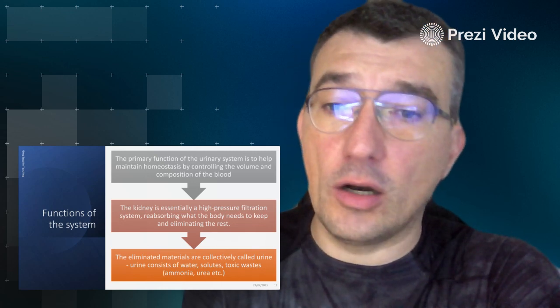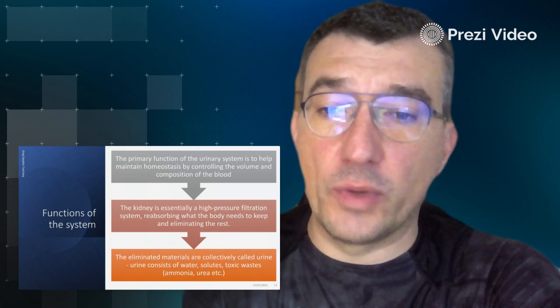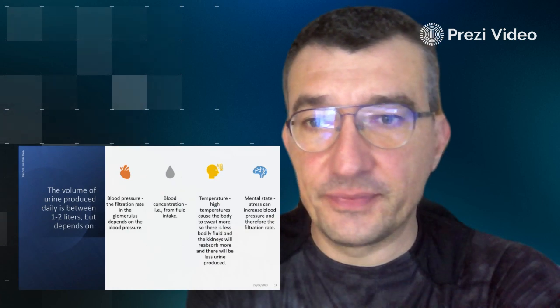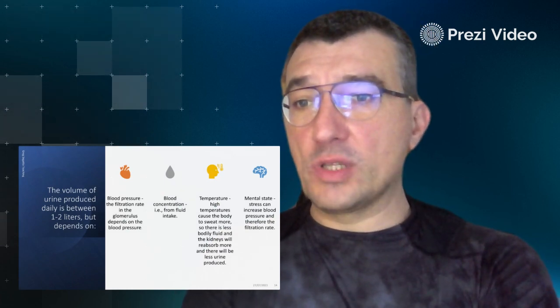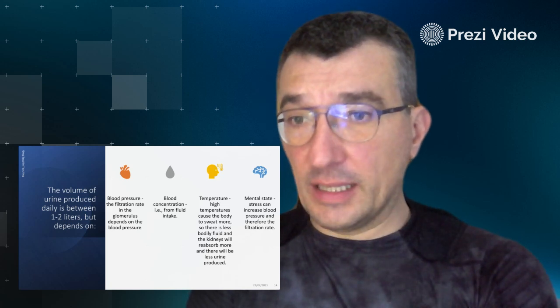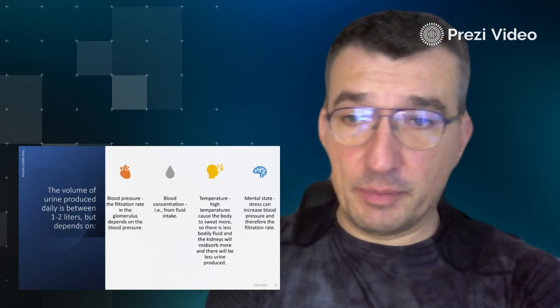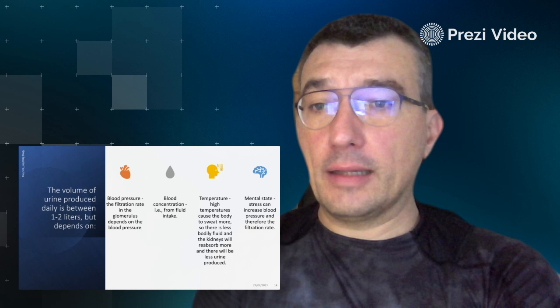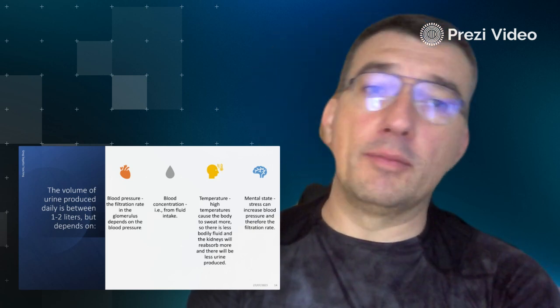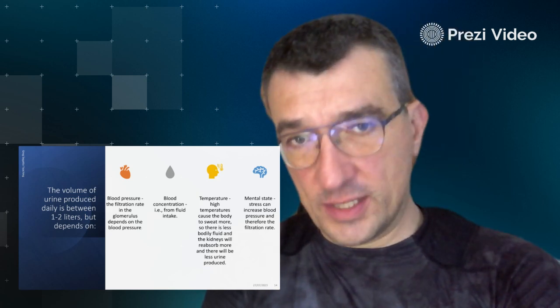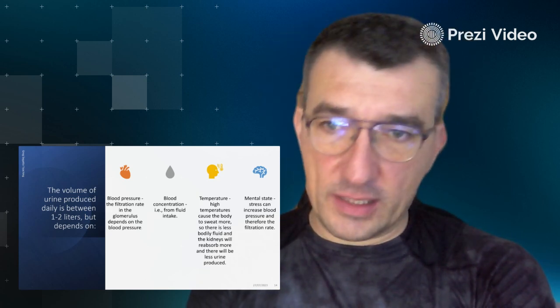Urine consists of water, solids, toxic waste, ammonia, urea, and other substances. The volume of urine produced daily is between 1 to 2 liters, but depends on the blood pressure of the person. The higher the blood pressure, the more the filtration is increased. The lower the blood pressure, the lower the filtration.